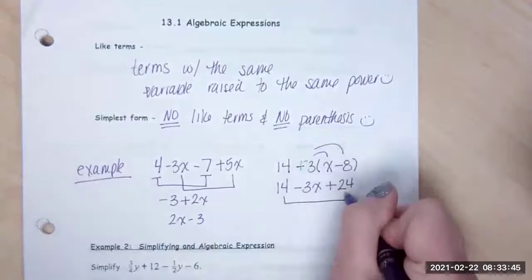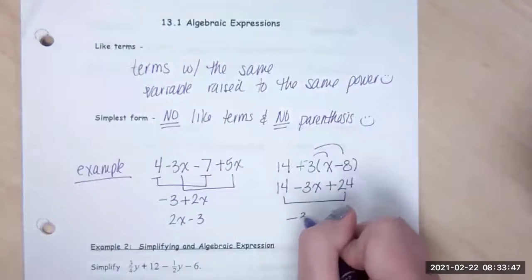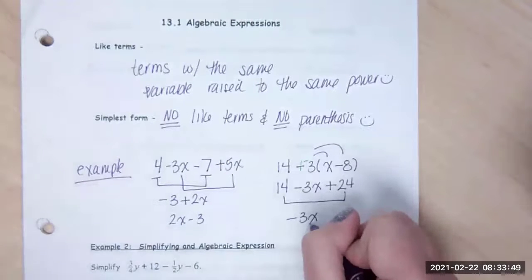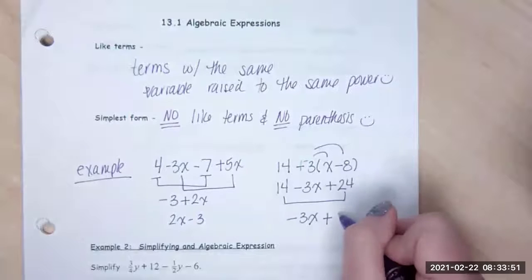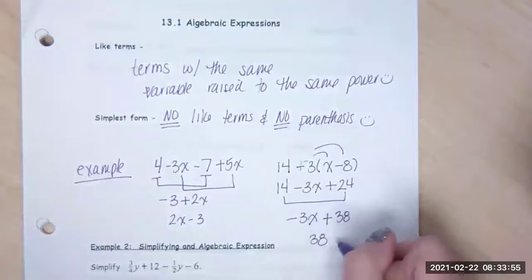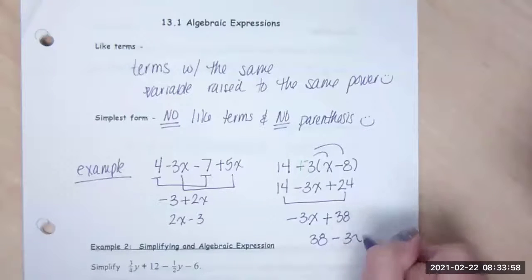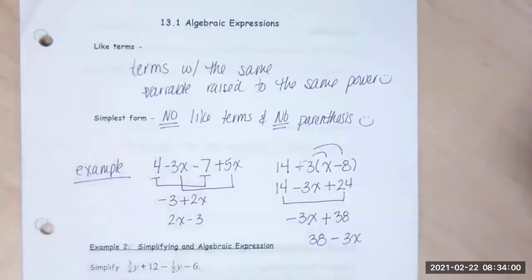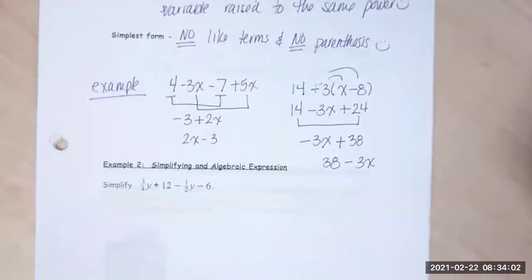I still have like terms. So I have negative 3x plus 38, or 38 minus 3x as well. So let's take a look at example 2 here.